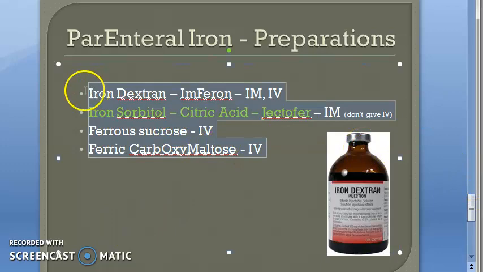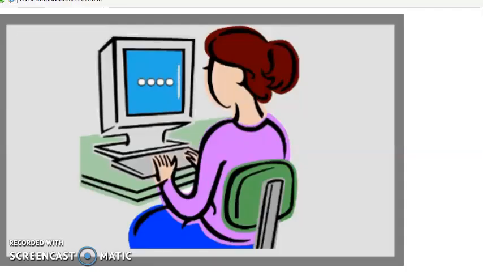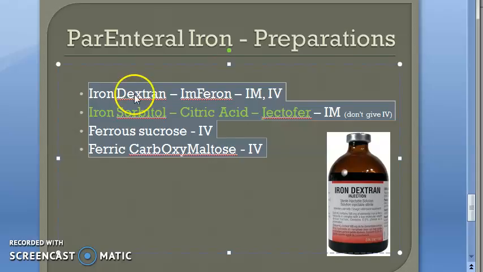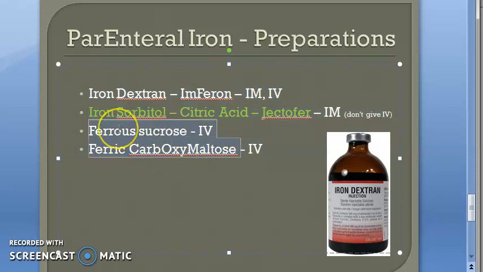Can you tell the four parenteral iron preparations? Iron dextran, very good. Iron dextran is also called Imferon. And then you have iron sorbitol citric acid, then ferrous sucrose, and then ferric carboxy maltose. Sorbitol, don't forget. These are all the latest. These newer formulations are less risky. They have improved ease of administration, and you can give it IM, etc.